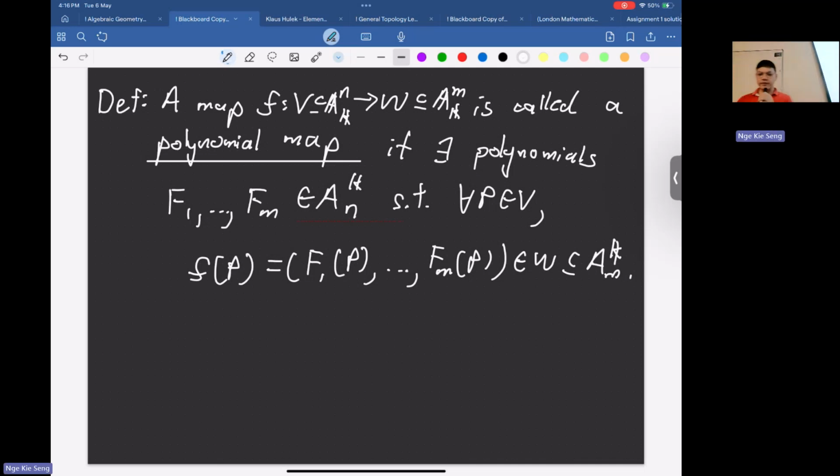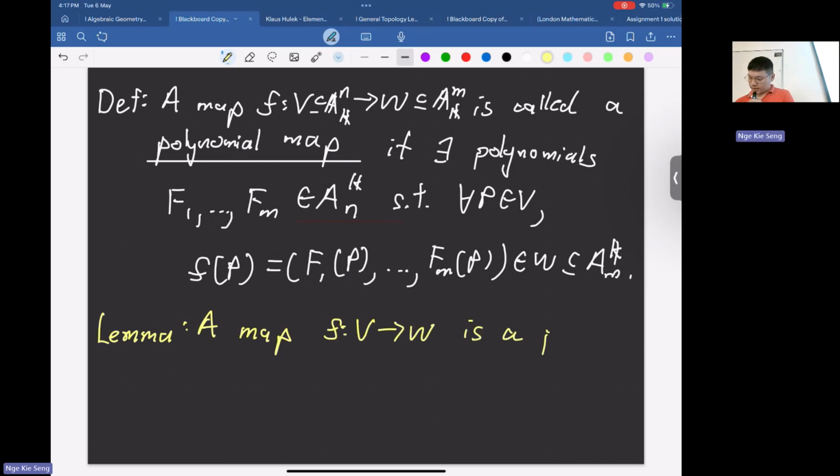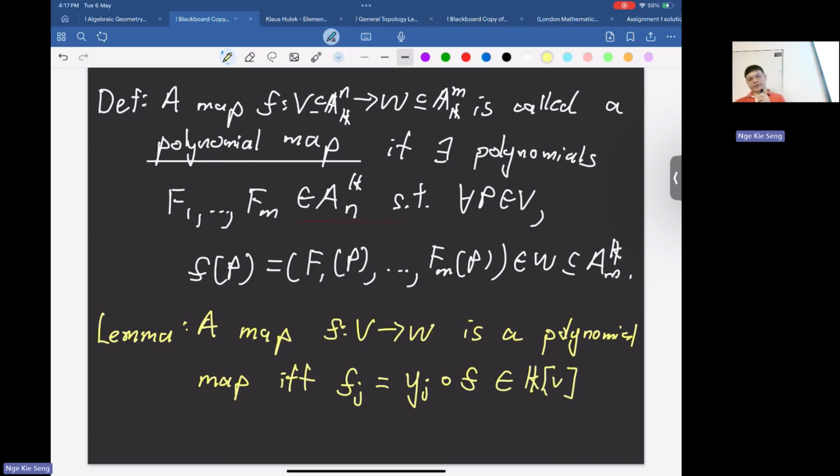Okay. So this is a polynomial map, and then we left you a lemma here. So what's the lemma here? The lemma is: a map F from V to W is a polynomial map if and only if the j-th component of this f equals some yj composed with this f, such that this fj is a polynomial function. It's an element in this coordinate ring here.